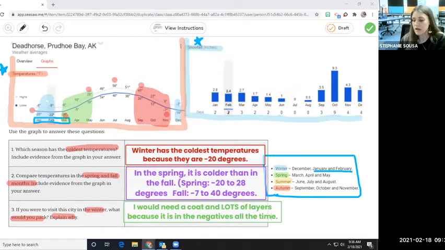So you can see how we're going to look at the data from the chart to write our answers. We're also not just going to assume that we know how the seasons are, because if we did that, we would have thought that it would have been warmer in the spring, because that's what we're used to in Indiana. But that's not the case in Alaska. So we're looking specifically at the data from the graphs to answer the questions.